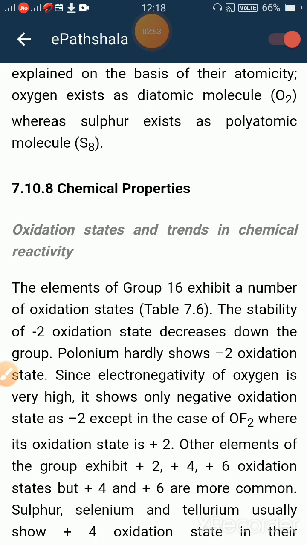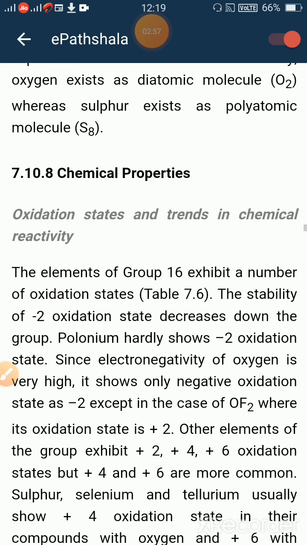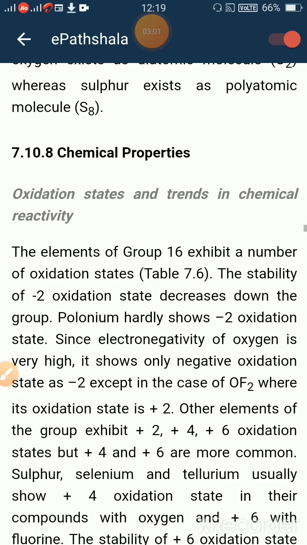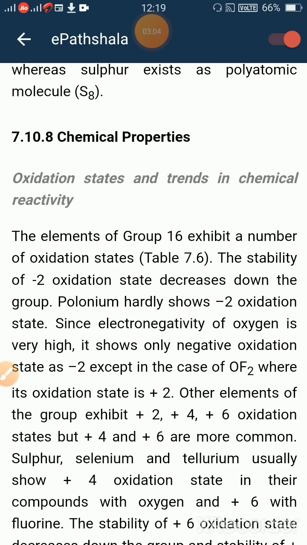Chemical properties, oxidation states and trend in chemical reactivity. The elements of group 16 exhibit a number of oxidation states. The stability of -2 oxidation state decreases down the group. Polonium hardly shows -2 oxidation state.